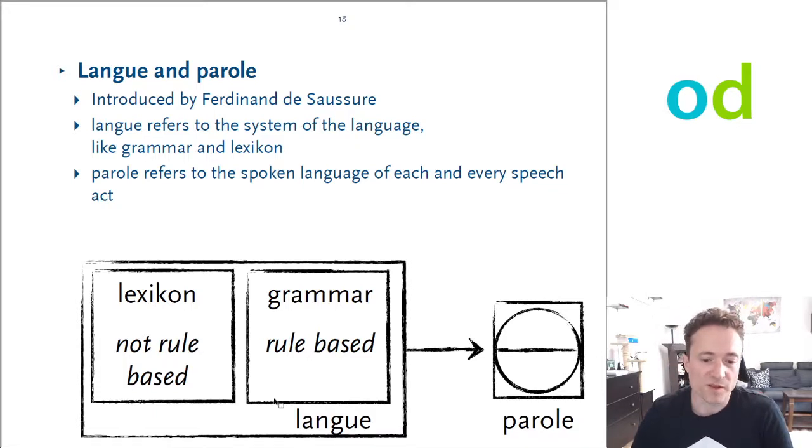Below on the slide, you can see that the langue is composed out of the lexicon and the grammar, and it's pretty easy to distinguish them. The grammar is rule-based, so you have some rules, grammatical constructions, and stuff like that. And the lexicon, that is not rule-based, things you have to learn, like vocabulary or exceptions also from rules. That's also part of the lexicon. So that is the langue, and then it creates the parole, each and every concrete speech act out there.